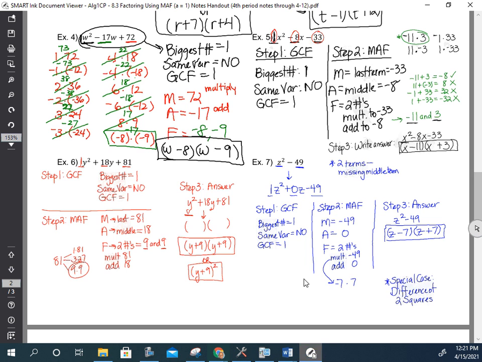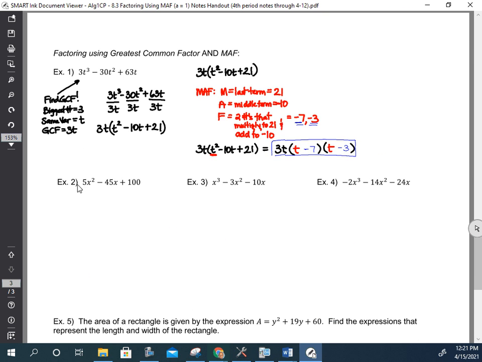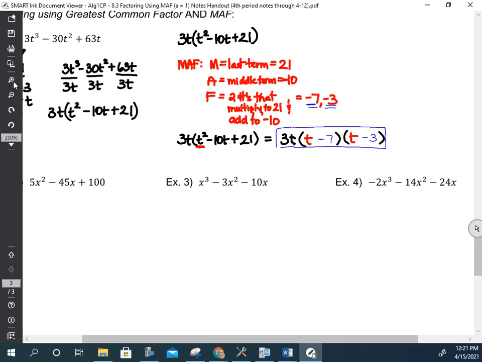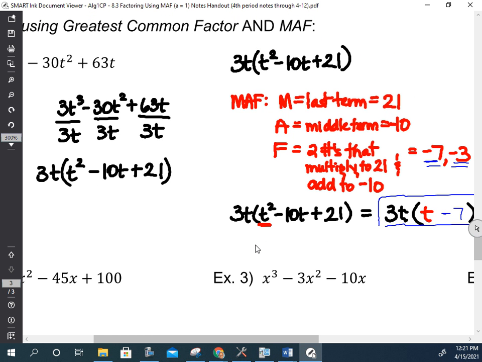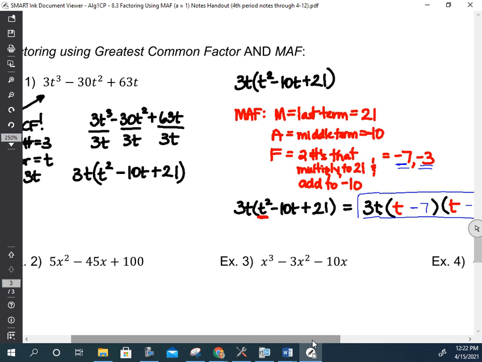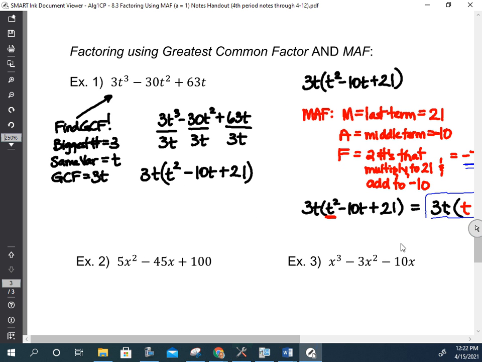So now let's deal with the greatest common factor. At some point, we're going to have to deal with the greatest common factor. So here we go. Greatest common factor with MAF. So the first example I did for you, we're simply going to walk through that example and look at how to do it. All you need to do is follow along and ask questions as you have them.